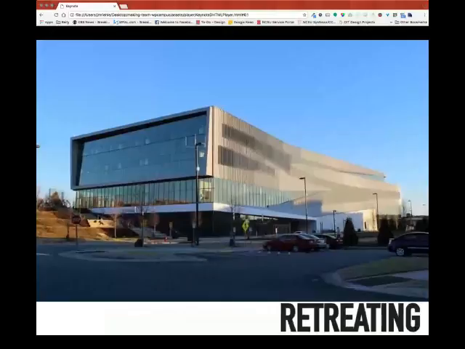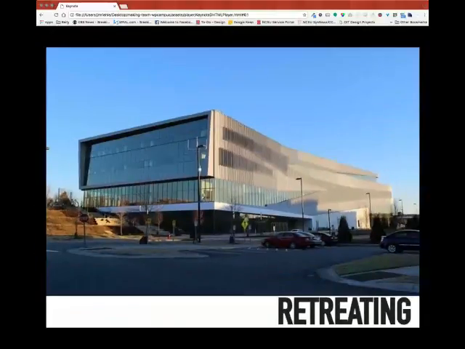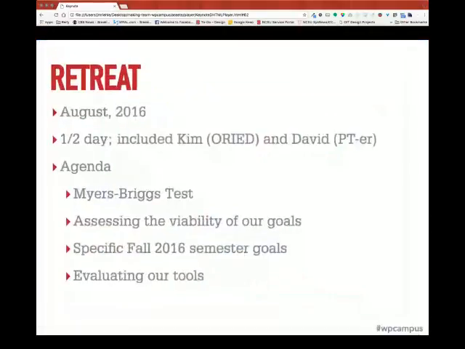We did a retreat a couple of months ago, so about a year after everybody had been together, to try to assess where we were. We brought along, at least for part of the day, our collaborator from OIRAD, which is that quarter of a position that we have, and David, our part-timer.